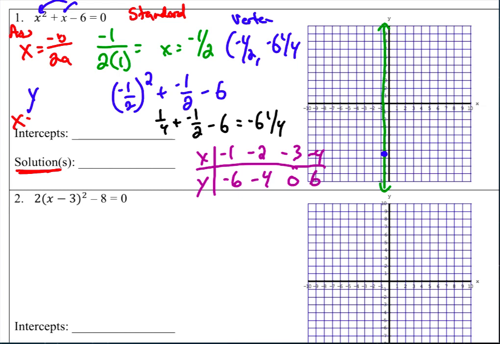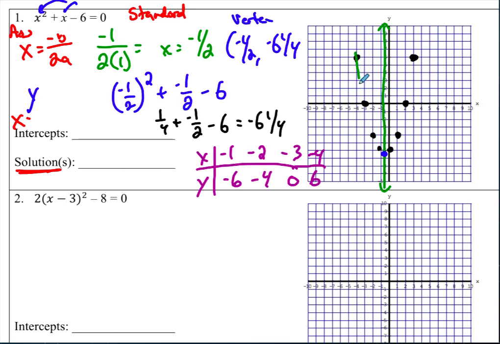So go ahead and plot my points. So negative 1 and negative 6. So I know 0 and negative 6. And then negative 2 and negative 4. And 1 and negative 4, because I always have those matching partners. Negative 3 and 0. 2 and 0. Negative 4 and 6. 3 and 6.